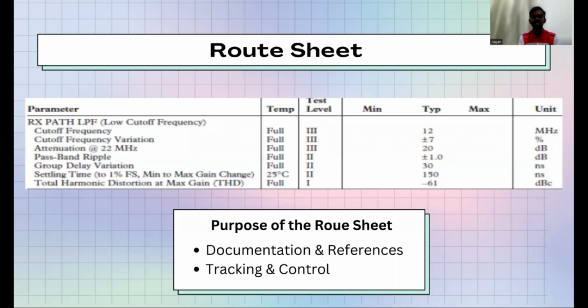For the route sheet, the purpose is documentation and reference, to provide essential information about the specific task, requirement, and specification associated with the stage, accurate and efficient. Next is tracking and control, to monitor the progress of each stage of the production process by providing information of specific tasks and requirements, facilitating accurate and efficient execution.